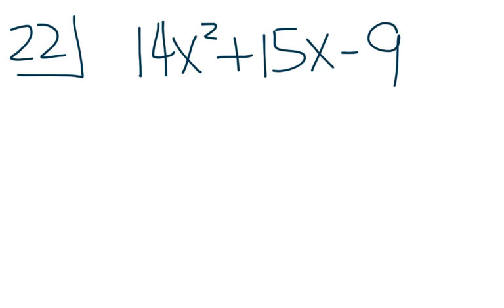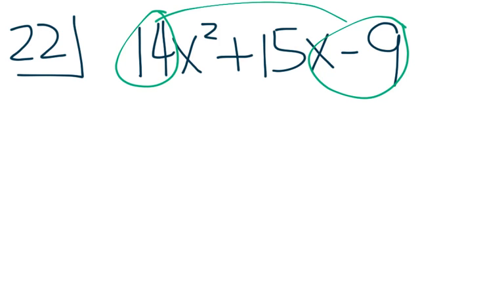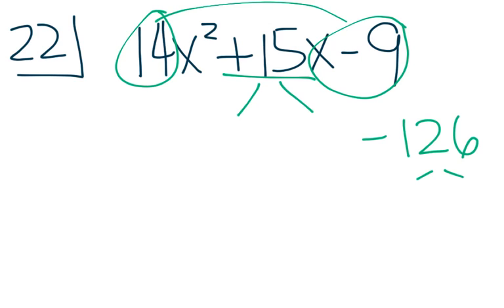So we have 14x squared plus 15x minus 9. So we are multiplying 14 times negative 9. You can use a calculator for that if you want. I don't expect you to do it in your head, or you can use long multiplication. That's fine too. So 14 times negative 9, don't forget that a positive times a negative is going to be a negative number. So this is going to be negative 126. Now we're looking for two factors, one positive and one negative, that add to equal positive 15, because we want to split this up.